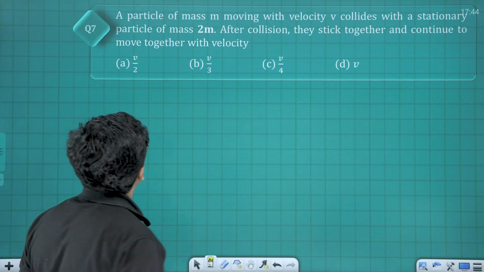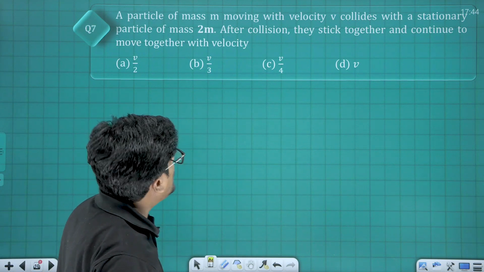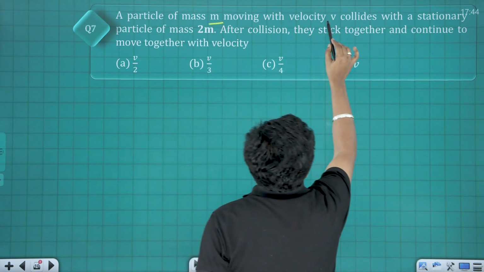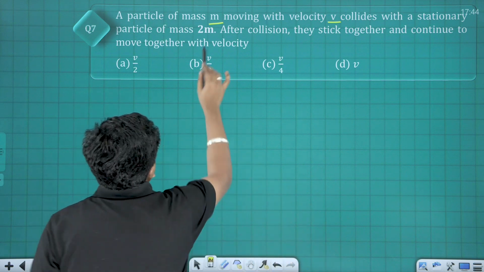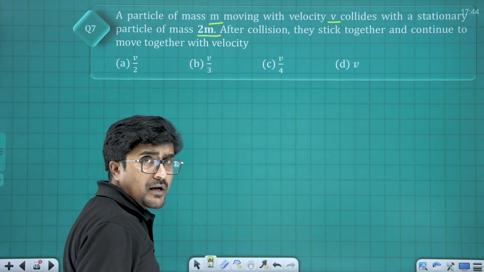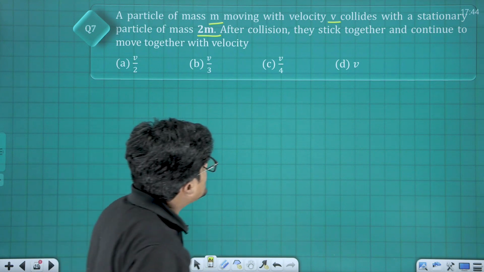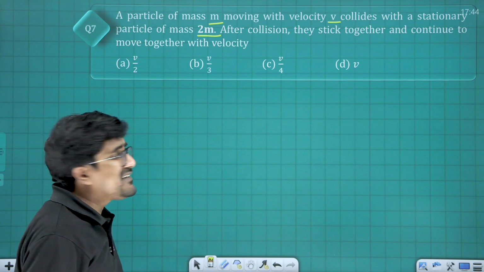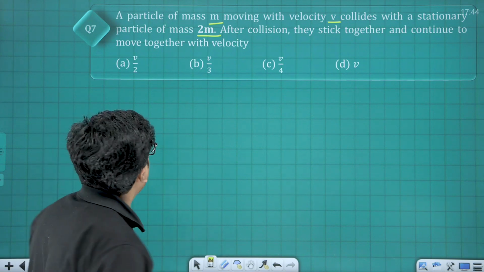Question number 7 says, a particle of mass m moving with velocity v collides with a stationary particle of mass 2m. After collision, they stick together and continue to move together with a velocity of, basically it needs to be the law of conservation of linear momentum.